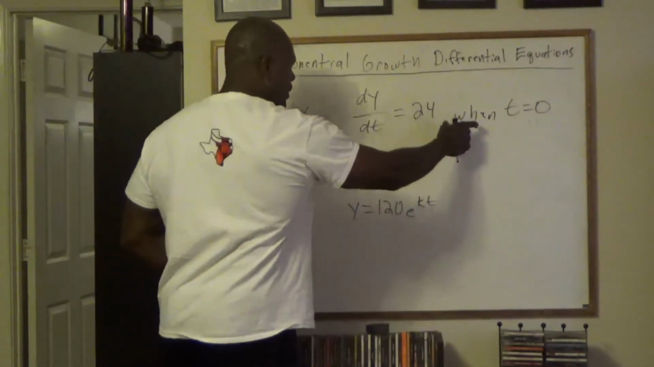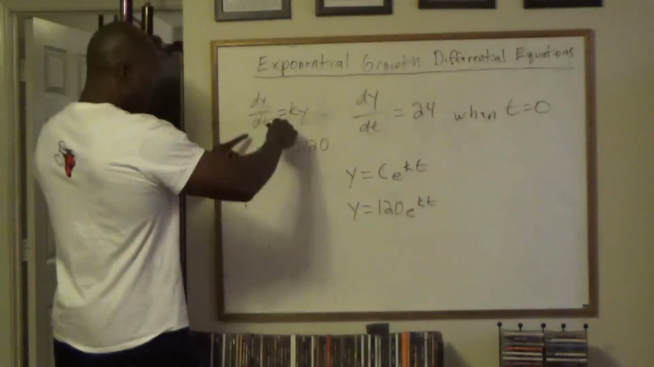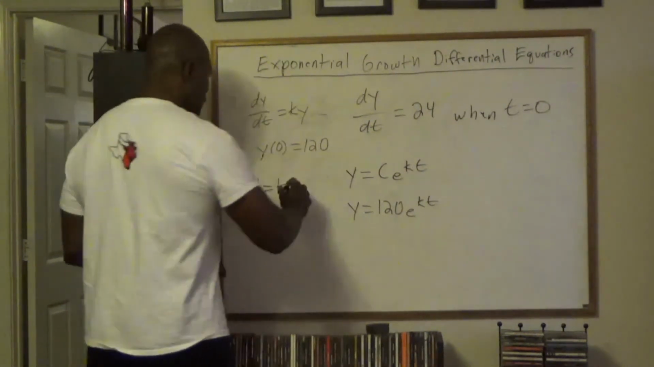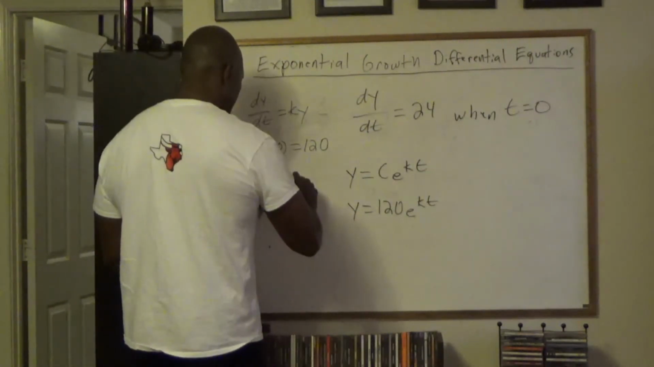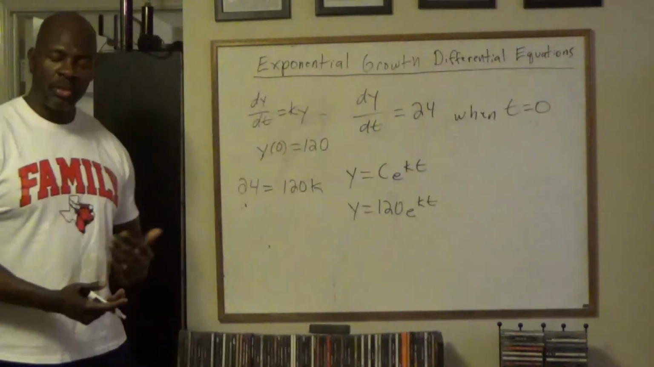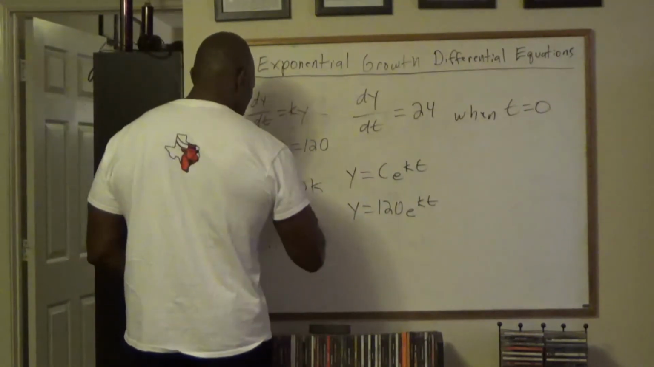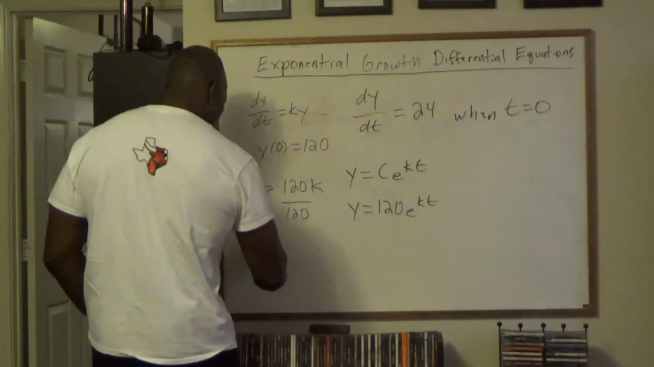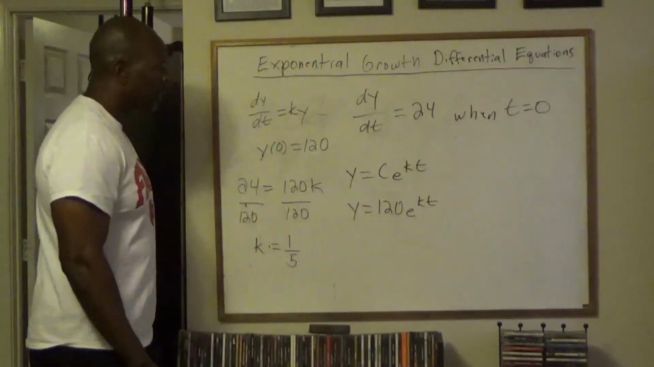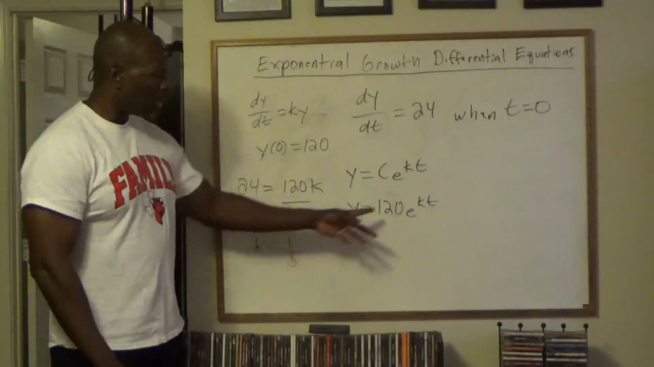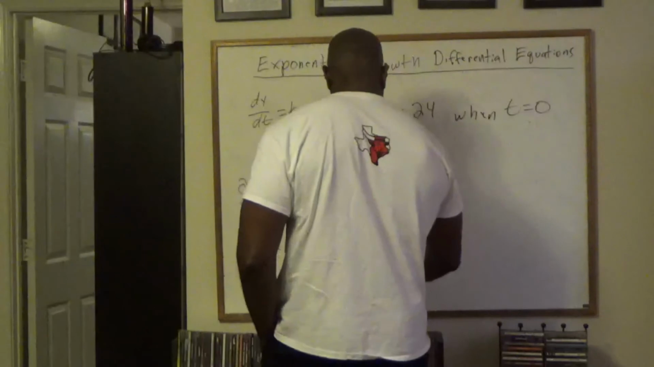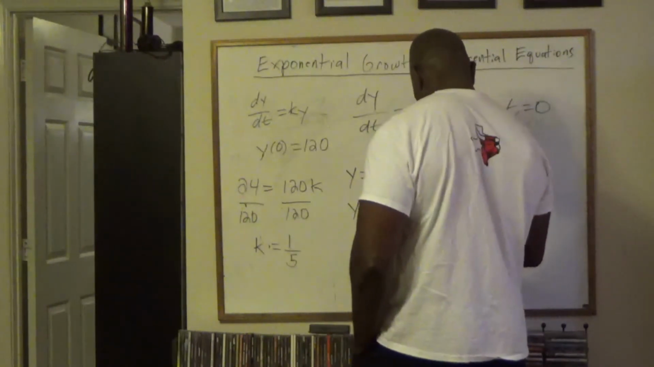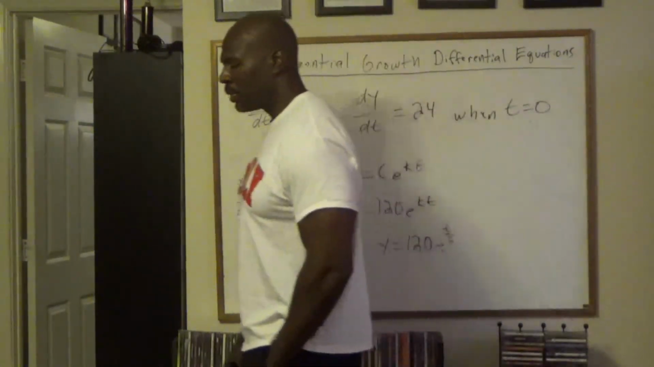So using this condition in conjunction with this condition, dy by dt is 24, again when t is 0 and y is 120. So I should write that as 24 equals 120k. Here I can easily solve for k by dividing both sides by 120. 24 over 120, 24 goes into 120 five times, so k would be 1 over 5. For my final answer, I just need to plug in 1 over 5 for k. So the final answer would be y equals 120 e to the power of, since k is 1 over 5, t over 5. We also could have put 1 over 5 t.